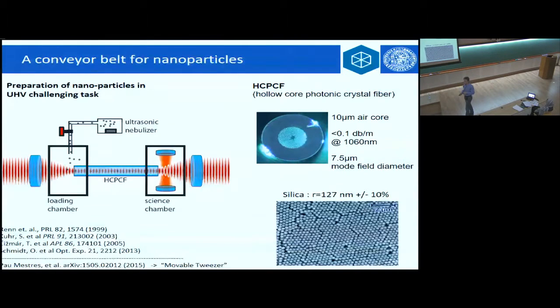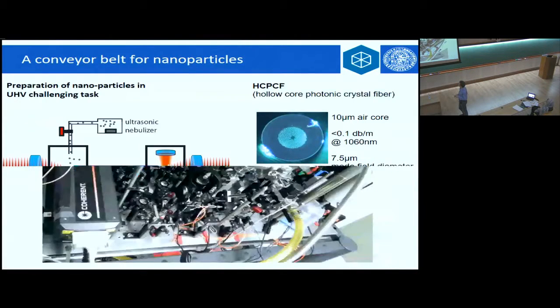And some experiments in this direction have already been done by the group of Philip Russell, who is one of the people who can make the fibers himself and so on. What they usually looked at is micron particles. We now need something around 100 nanometers.